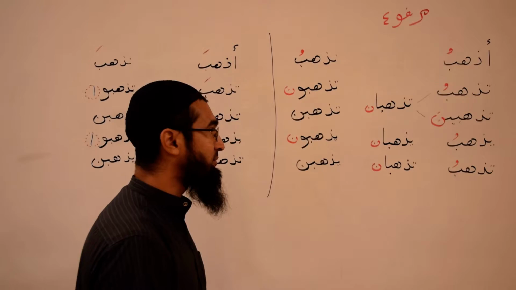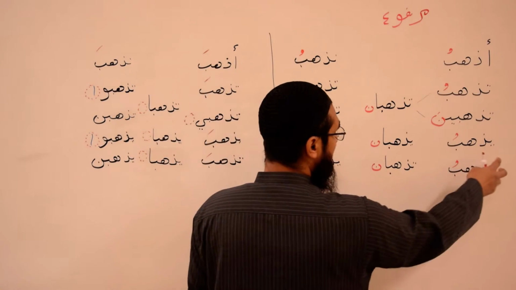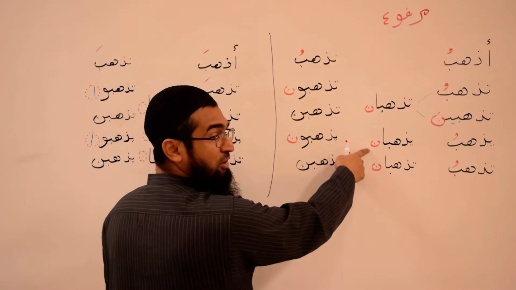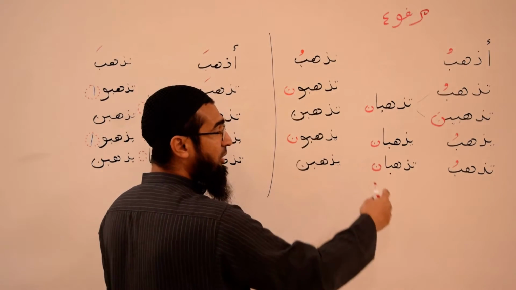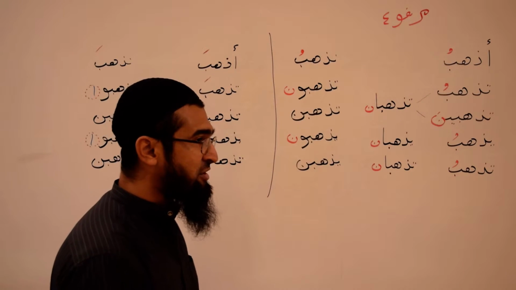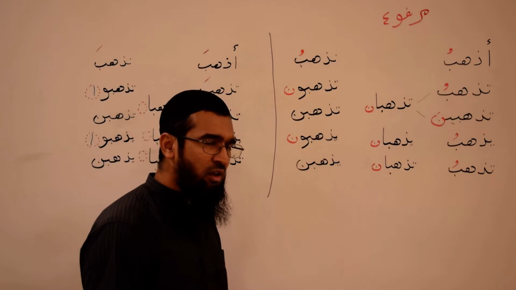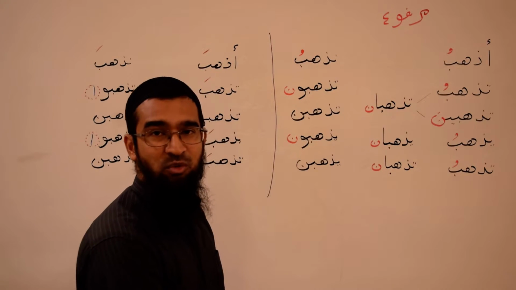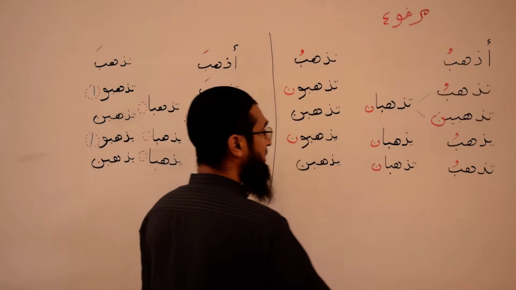Also for the third person, yadhabu now has its own form in the dual. Yadhabani. Huma yadhabani. So you'll say, for instance, Khalid and Muhammad yadhabani ila al-mustawsaf, or wherever they're going to.